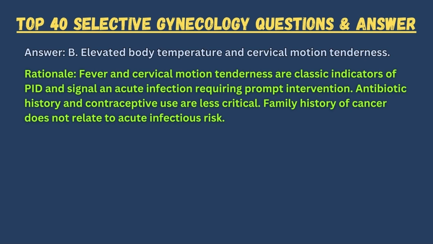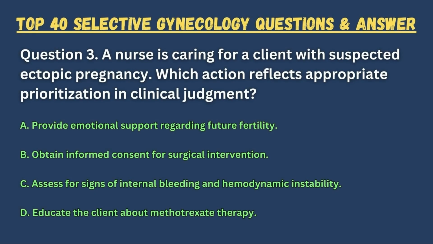Antibiotic history and contraceptive use are less critical. Family history of cancer does not relate to acute infectious risk. Question 3. A nurse is caring for a client with suspected ectopic pregnancy. Which action reflects appropriate prioritization in clinical judgment?